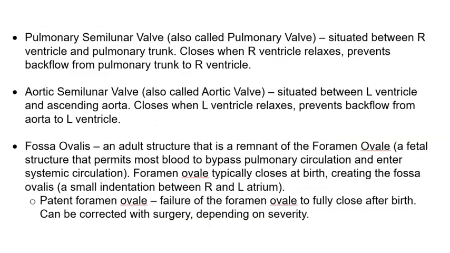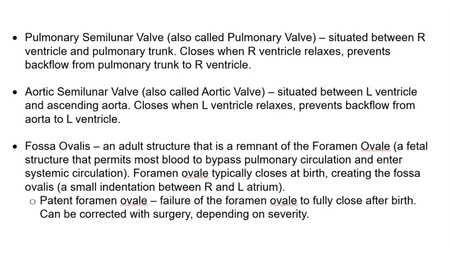Next, we'll examine the pulmonary semilunar and aortic semilunar valves. We'll begin with the pulmonary semilunar valve, which is also just simply called the pulmonary valve. This is a valve that is situated between the right ventricle and the pulmonary trunk. This valve will close when the right ventricle relaxes, and it prevents backflow of blood from the pulmonary trunk into the right ventricle. So it basically prevents blood from going back into the right ventricle because it just came from there after the right ventricle contracted.